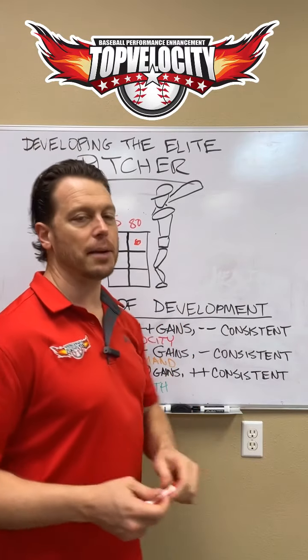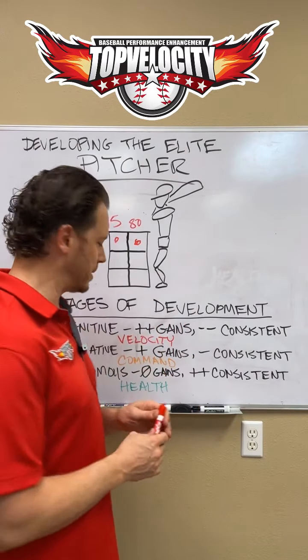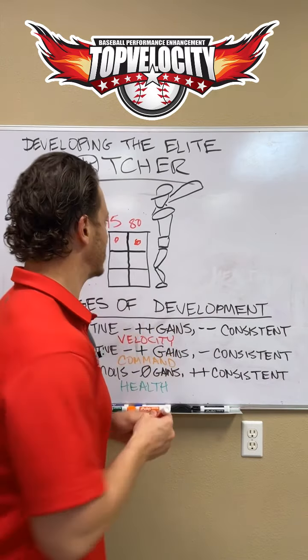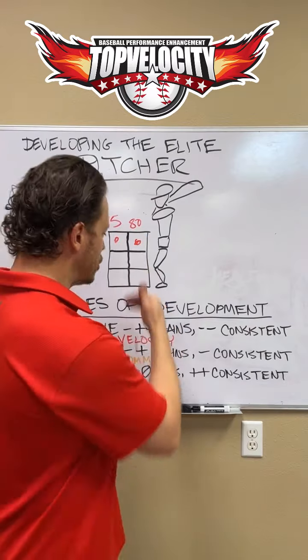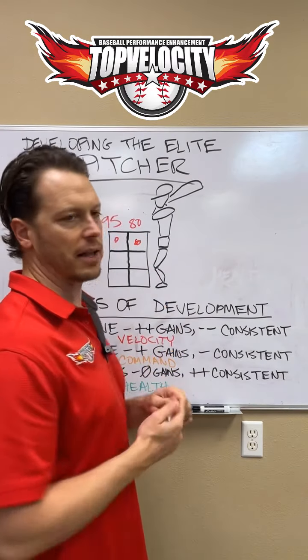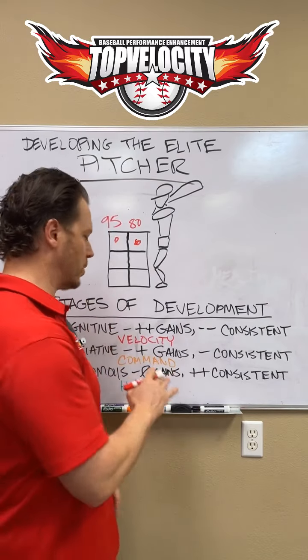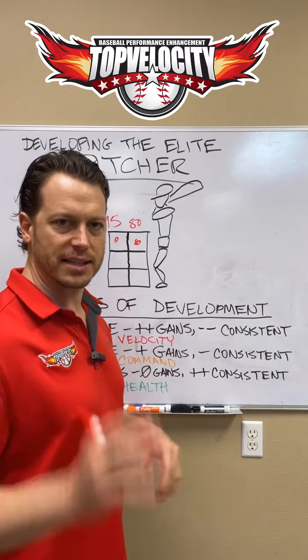Quick lesson on developing the elite pitcher. The elite pitcher is going to be defined as elite velocity, elite command, elite health. If you're coming to Top Velocity and you're throwing 80 and you want to get to 95, you have to get through these stages of skill development to get to the total package. So you've got to understand there's an order here, and I want you to see the order. Command doesn't come before velocity, and there's a reason for that.